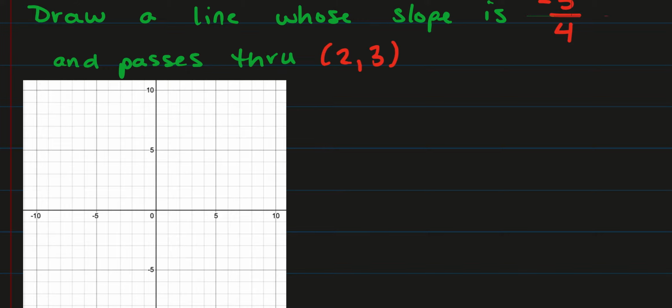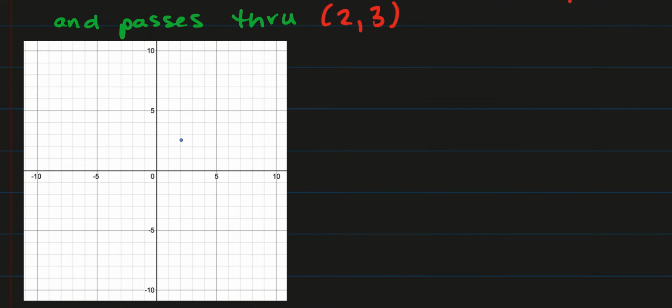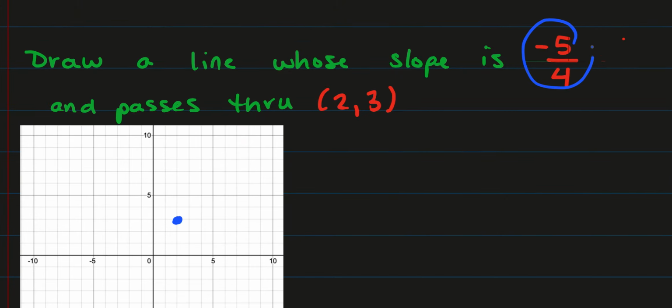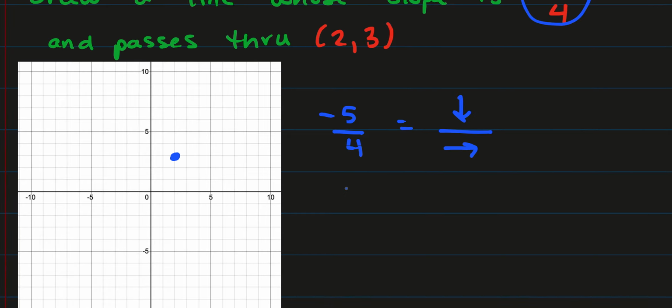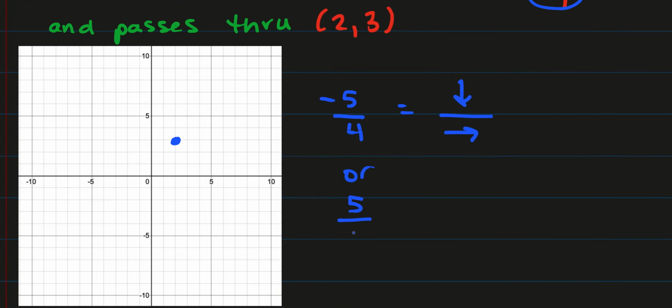Okay, so I'm going to plot this point 2, 3. So this is 2, up 3. So here's my point. And now I just need to figure out what to do with this slope. So negative 5 over 4 means go to the right 4, I can keep this, and go down 5. Or I can write it as 5 divided by negative 4, just move that negative to the denominator, and that's going up 5 and to the left 4. I think I'll actually do both.